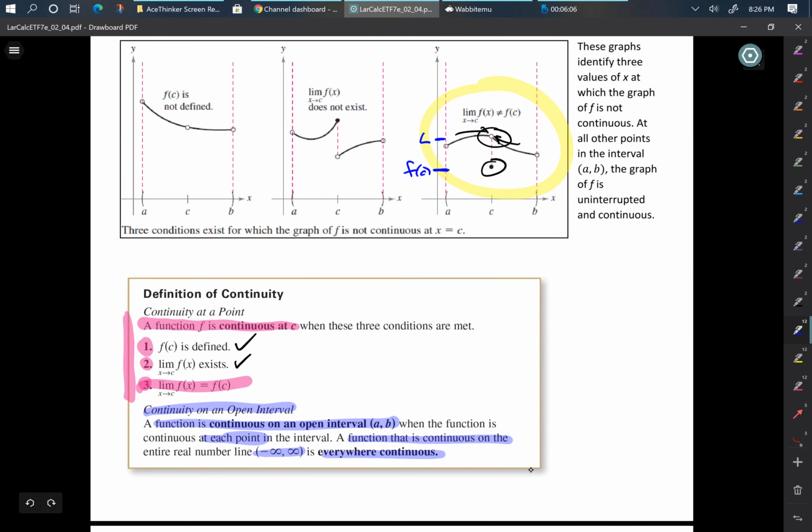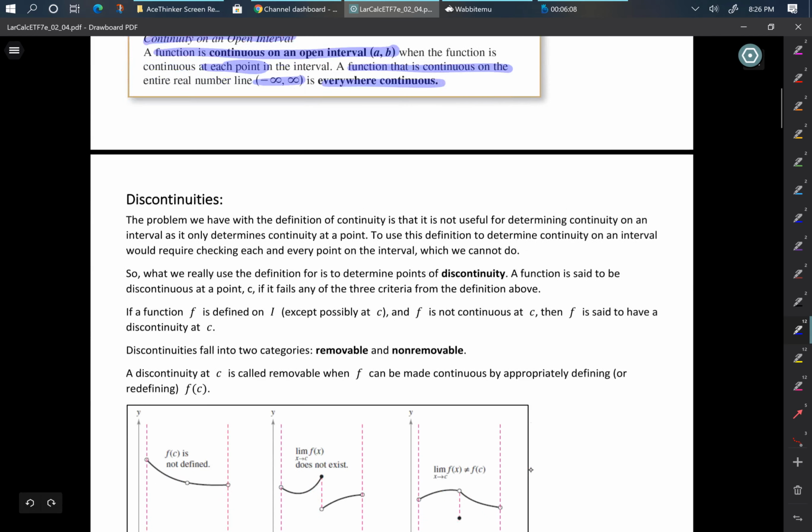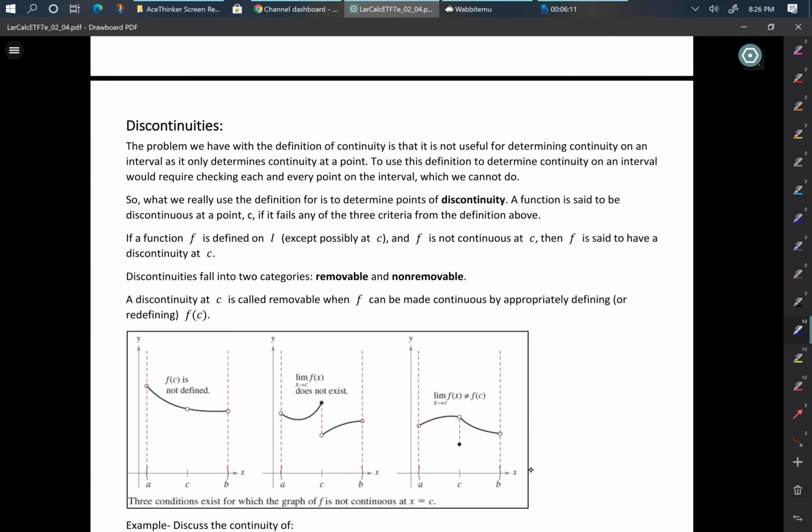Now, continuity is a great thing to know about, but the reality is we don't really ever talk about continuity directly. We talk about discontinuities. And if we want to talk about continuity, we look for discontinuities, and we say that if a function has no discontinuities, then it's continuous everywhere. Okay? So when we're looking for discontinuities, they fall into two basic categories: the removable discontinuities and the non-removable.